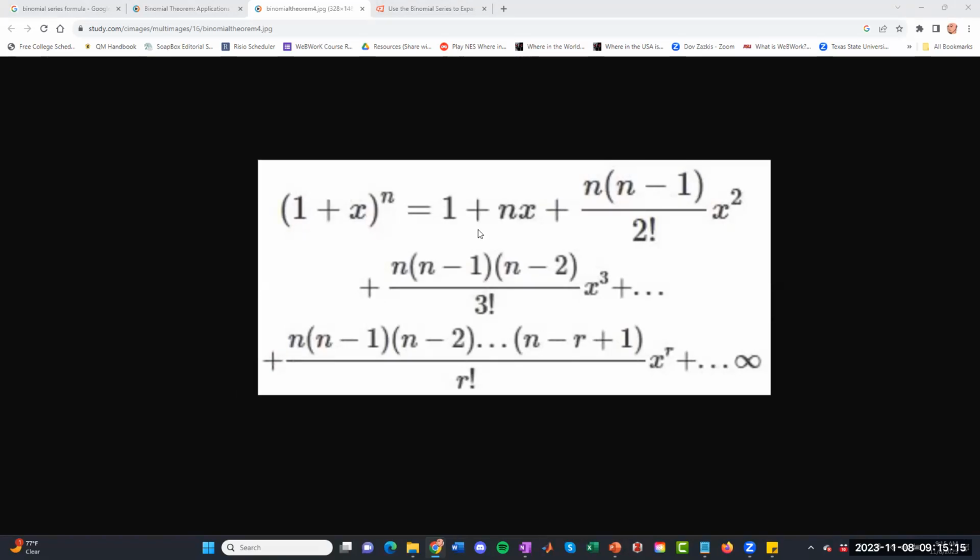the biggest thing I want to focus on here is the patterns that are emerging. Your first term is always going to be 1, followed by your power times x. And then, like we saw in the general example, we build these up by multiplying by decreasing factors: n times n minus 1, n times n minus 1 times n minus 2. And just like in a Taylor series, we divide these by n factorial.